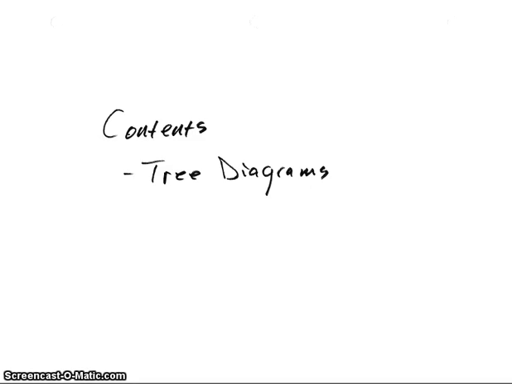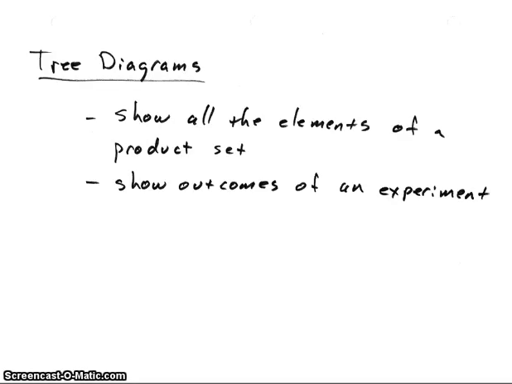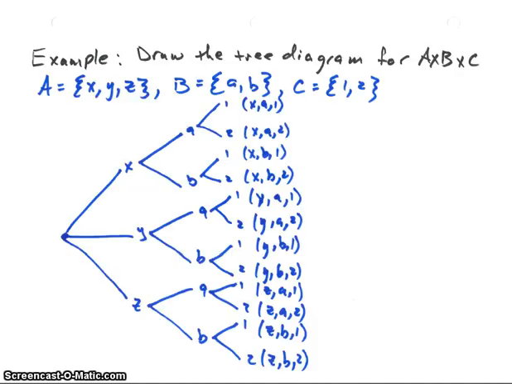In this video we're going to look at tree diagrams. Tree diagrams basically show all the elements of a product set, and also if you're doing experiments, one experiment followed by another experiment, or an experiment that consists of multiple parts that ultimately end up with a product set of items, then it also shows the outcomes of those experiments. So let's look at how you might generate a tree diagram.